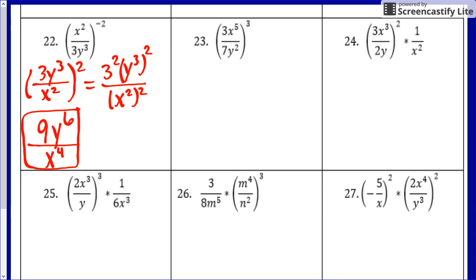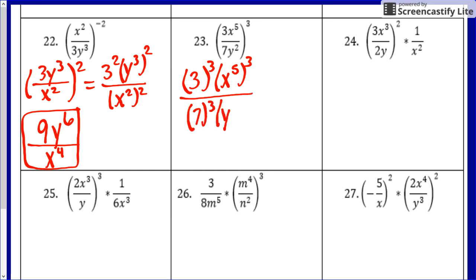All right, on number 23, we've got 3x to the 5th over 7y squared, raised to the 3rd power. So I've got 3 cubed over x to the 5th cubed, over 7 cubed times y squared cubed. So 3 cubed is going to be 3 times 3 times 3. That'll give us 27. Raising x to a higher power, I've got x to the 5 times 3, which is 15. On the bottom, I've got 7 times 7 times 7.